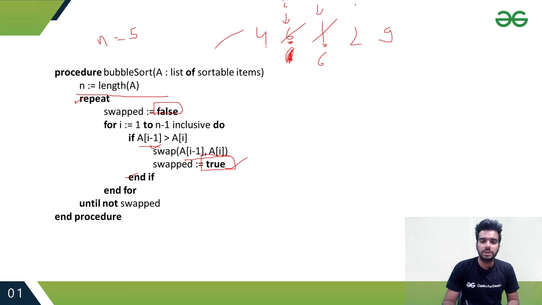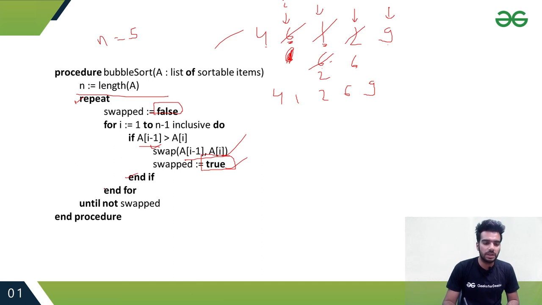Now in the next iteration, i will point to this value. Now is a of i minus 1 greater than a of i? Yes. Then what? Swap these two values. So it will swap 2 here and 6 here. Increase the value of i again. Now is a of i minus 1 greater than a of i? No, it is not. So after the first iteration, what we get is 4, 1, 2, 6, 9.